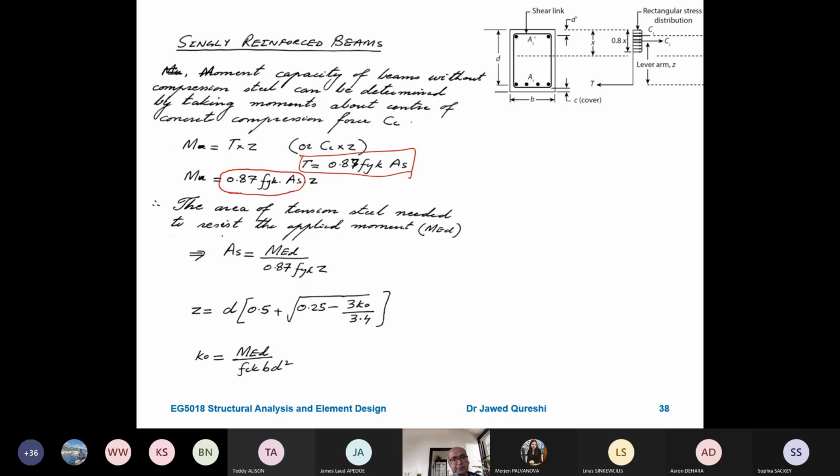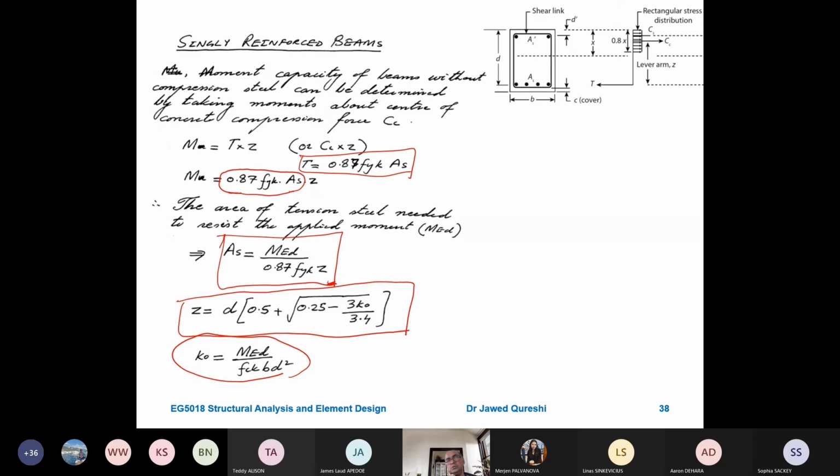From this T, we can find out the area of steel. And the formula for Z again involves a quadratic equation. From the result of the quadratic equation, Z comes out to be this value, where K naught is equal to MED over FCK B D squared. First, we worked out the moment resistance due to compression. Now we worked out the moment resistance due to tension. For the time being, we are assuming that the area of tensile steel is needed to resist the applied moment, MED, so we are replacing this MU with MED so that we can work out the area of steel.